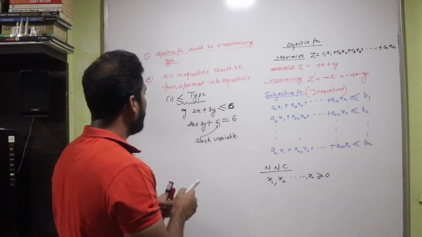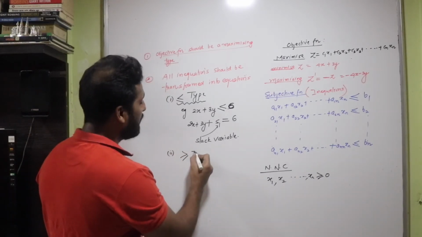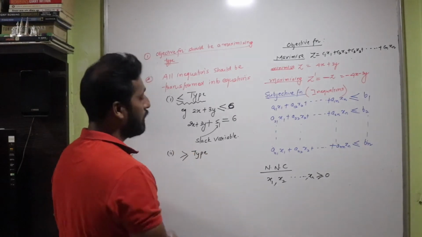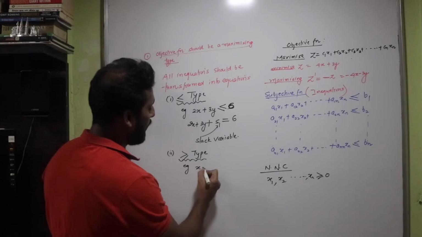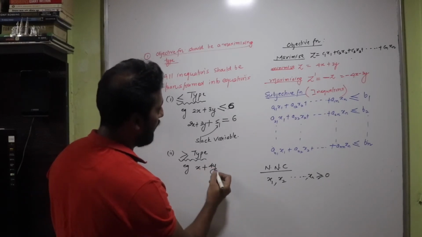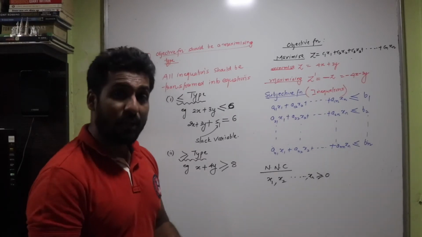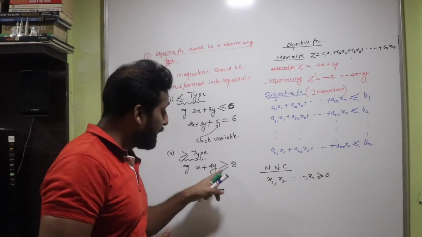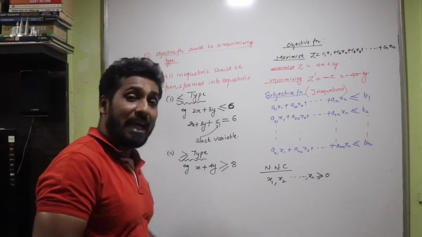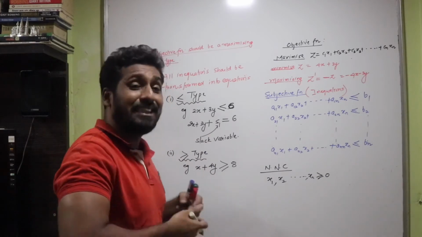Suppose you have the second type of inequation which is a greater than or equal to type. So again I'll write an example. So I write say x plus 4y is greater than or equal to say 8. Now this time the left hand side has something more than the right hand side. That is why it is greater, isn't it? So the left hand side is having something in surplus. Are you getting it? You have something in surplus.